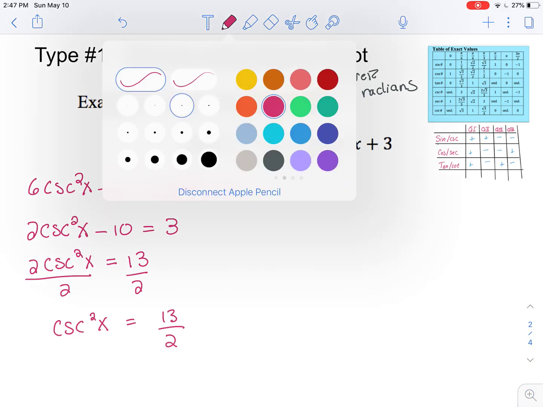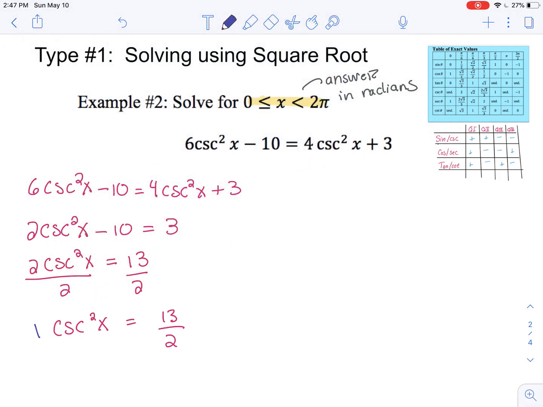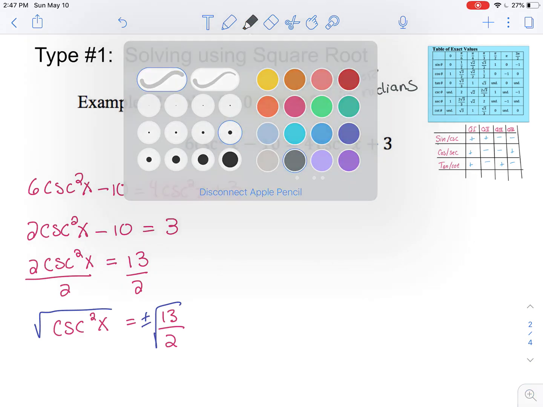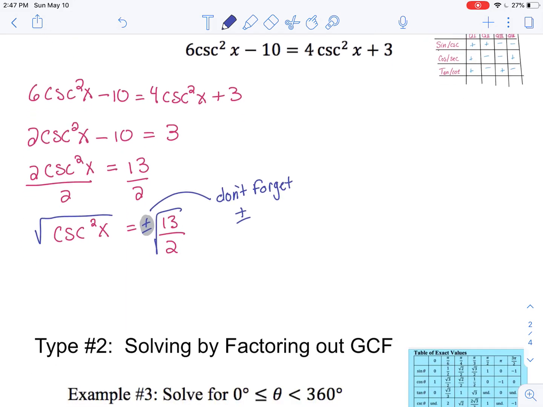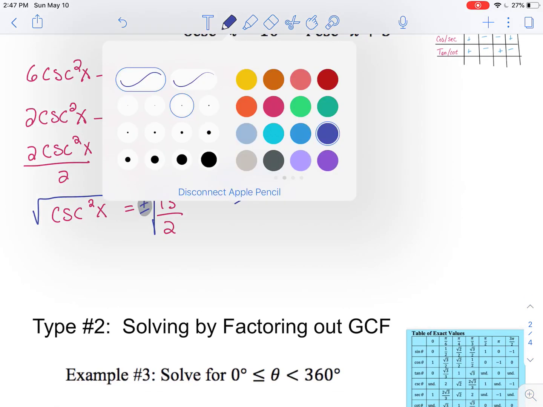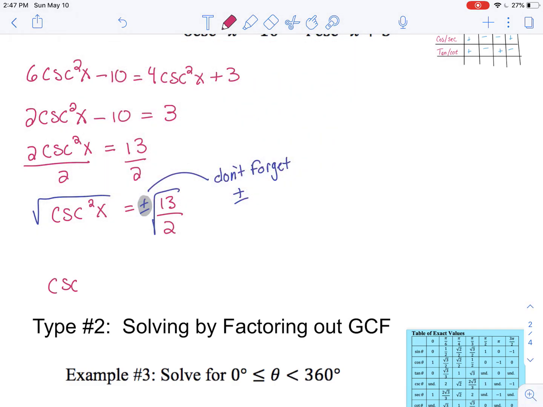I'm going to take the square root of both sides. When I take the square root of both sides, I need to remember the plus or minus. So don't forget that, because then you'll lose 2 of your solutions. So now I'm going to be solving cosecant x is equal to plus or minus. I could go ahead and rationalize that, so I'm going to get plus or minus radical 26 over 2.